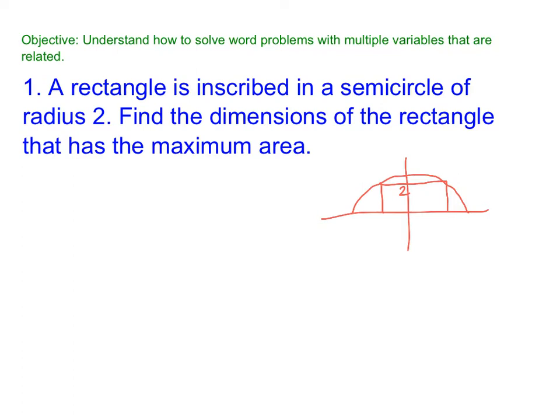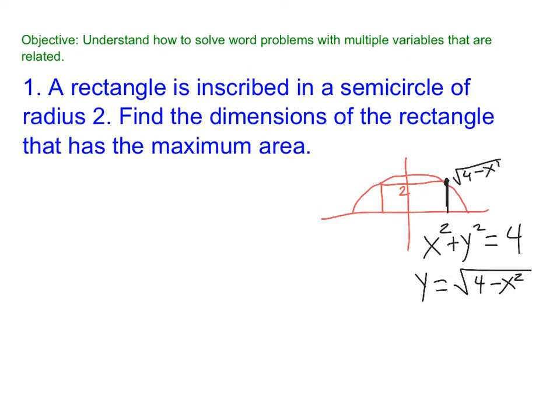However, a lot of calc kids in the beginning forget the equation of a semicircle. So the equation of a circle, x squared plus y squared equals radius squared, so 4. So when you solve for y, you get the square root of 4 minus x squared. So that's the equation of the circle, right? So like if we're talking the height, that again would just be the square root of 4 minus x squared.